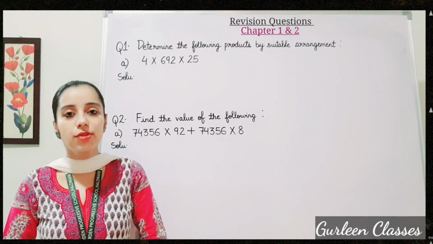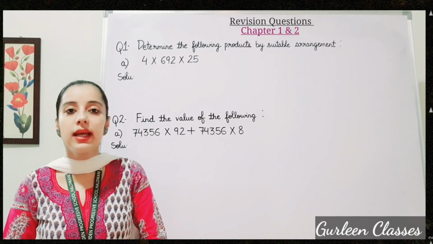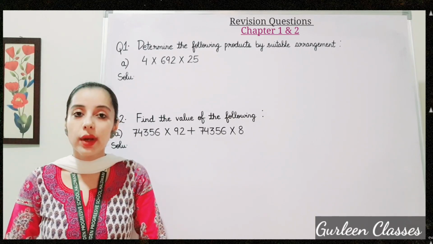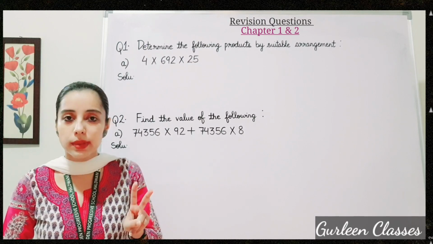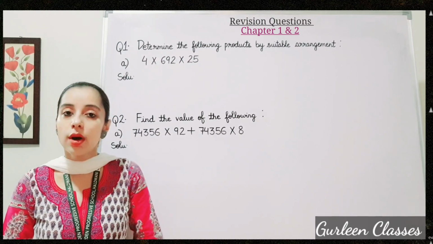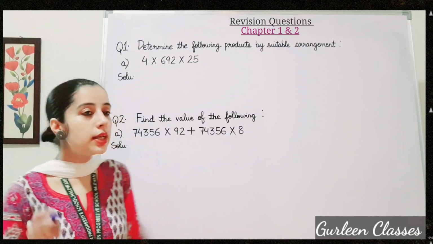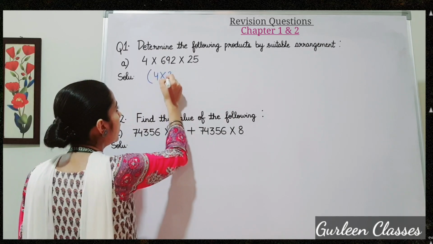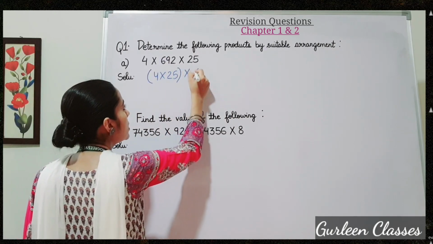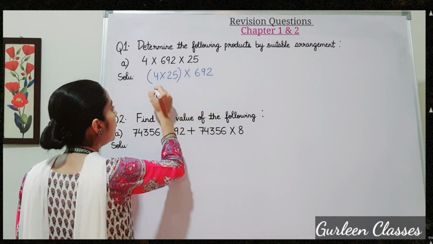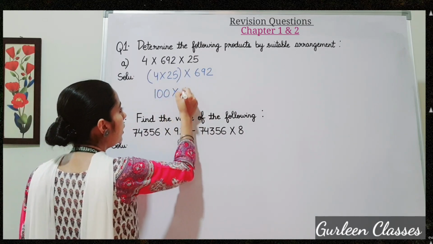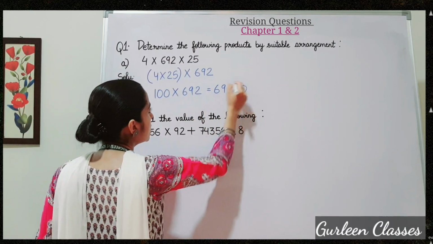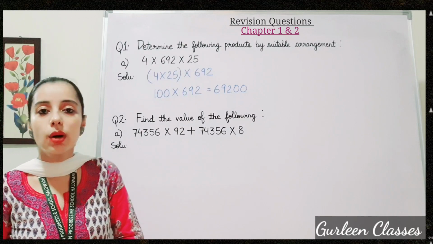Question number 1, determine the following products by suitable arrangement. A bar 4 into 692 into 25. You have to do in that way arrangement. If you multiply 2 numbers, at last you should get 0. Why? To reduce our calculation. So let us multiply 4 into 25. 4 into 25 into 692. 4 into 25, that is 100 into 692. So answer is 69200.